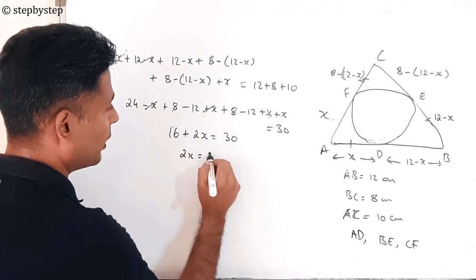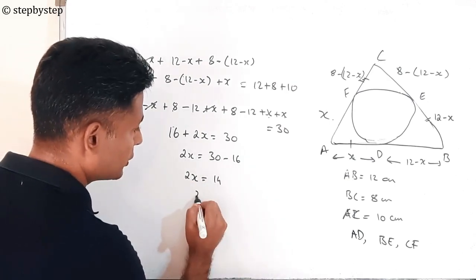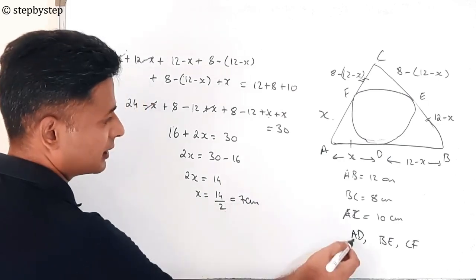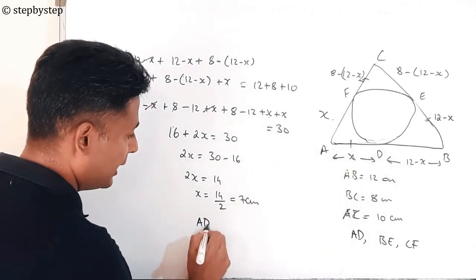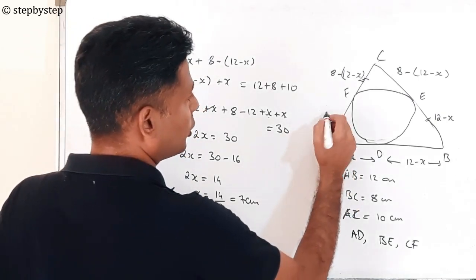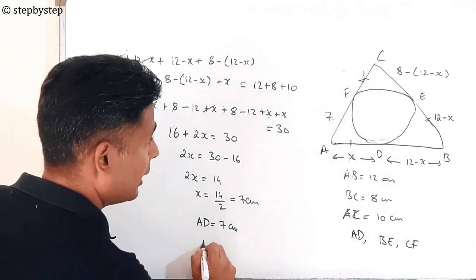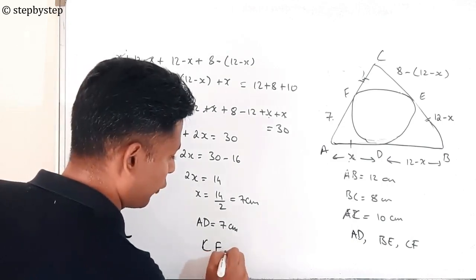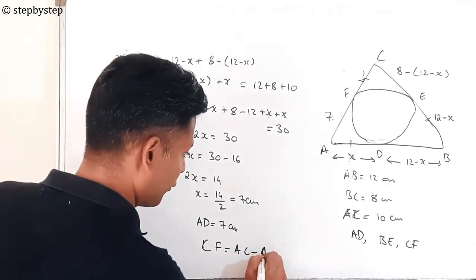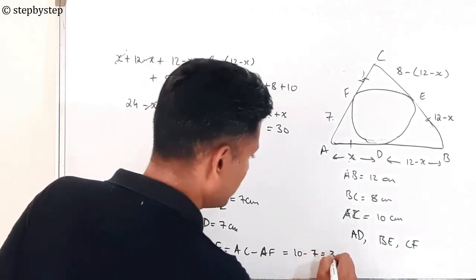So 2X equal to 30 minus 16, so 2X equal to 14, so X equal to 14 by 2, that is equal to 7 centimeters, which means AD, which we have taken as X, equals 7 centimeters. If this is 7, AF also becomes 7, and this whole thing is 10, right? So we have to find CF also. CF is equal to AC minus AF. So we get 10 minus 7 equal to 3 centimeters.